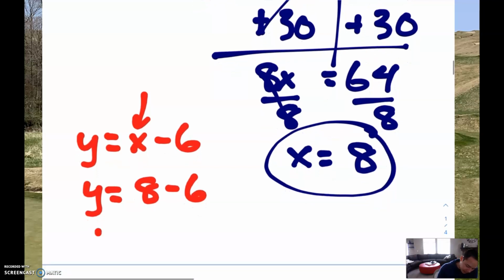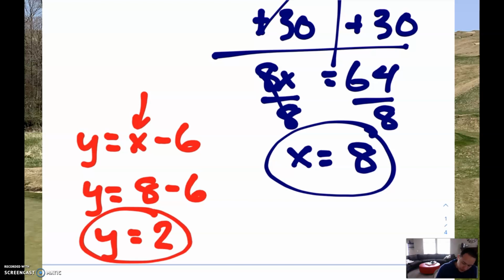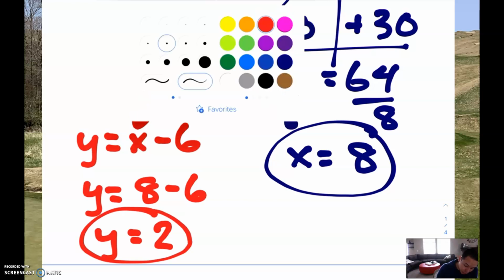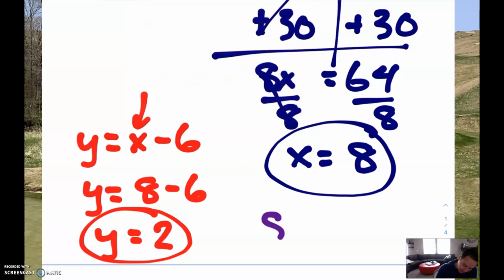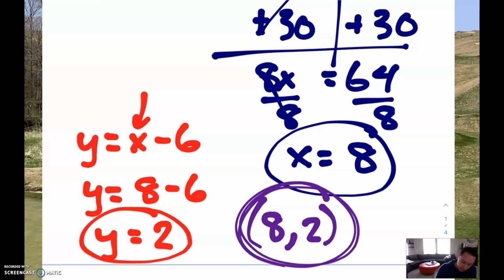And if you subtract those, we get y equals 2. So we know that x is equal to 8, y is equal to 2. Make sure you write your answer as a coordinate, (8, 2). And that's the point where those two lines would intersect, at (8, 2).